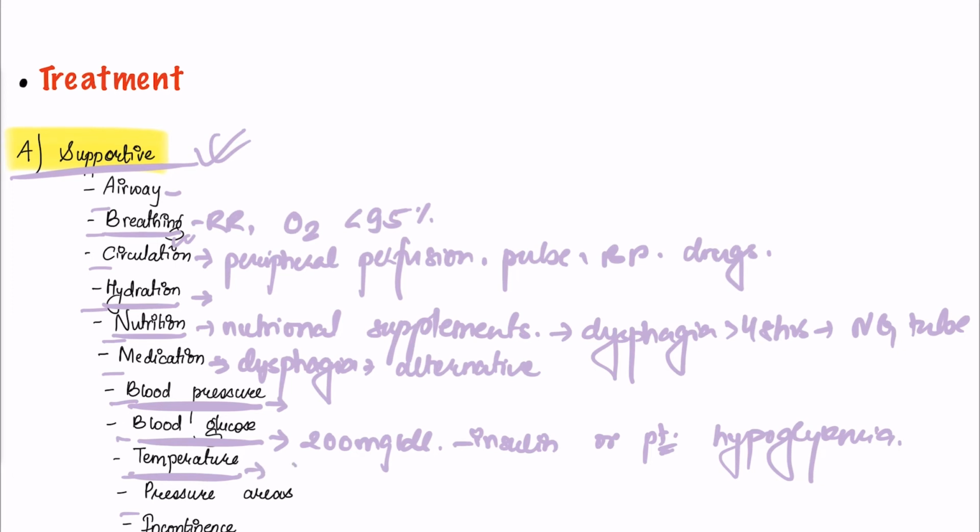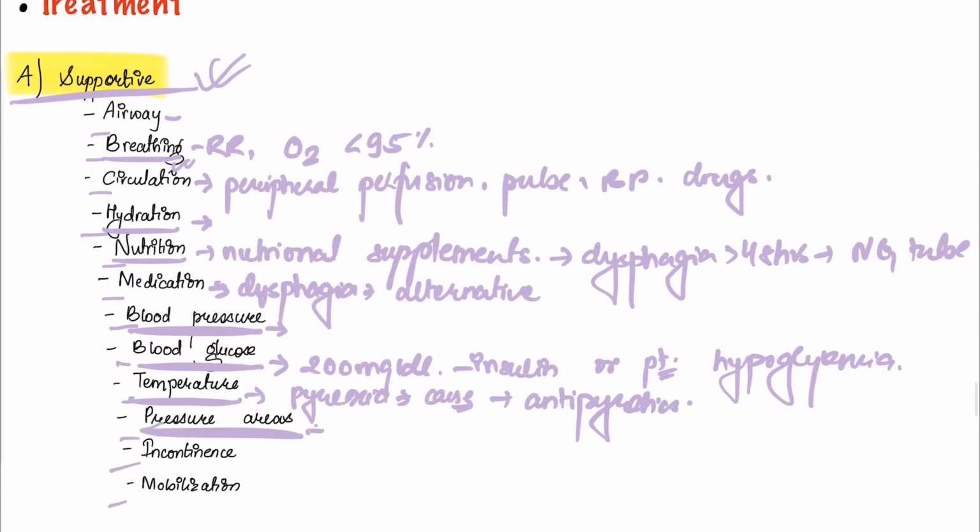If the patient has pyrexia, then the cause should be investigated properly, and the temperature should be controlled with antipyretics. For the pressure areas, reduce the risk of skin breakdown by treating the infections, maintaining the nutrition, and turning the immobile patients regularly.